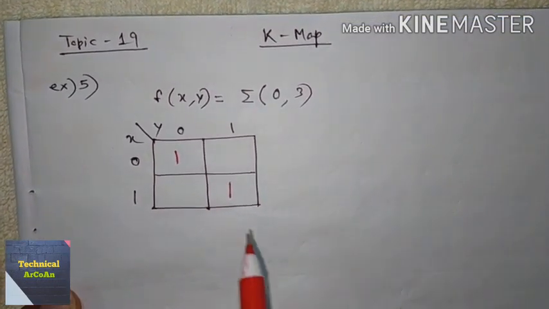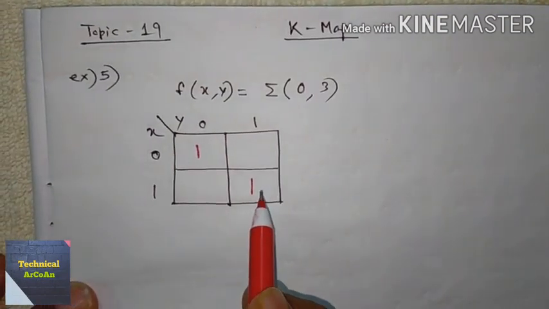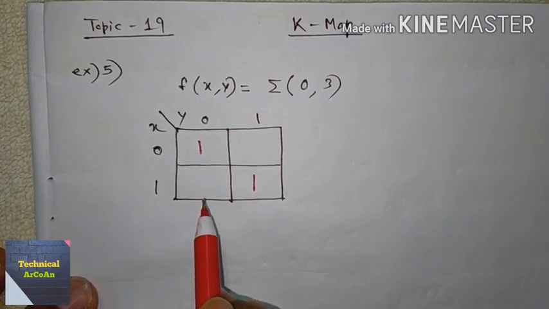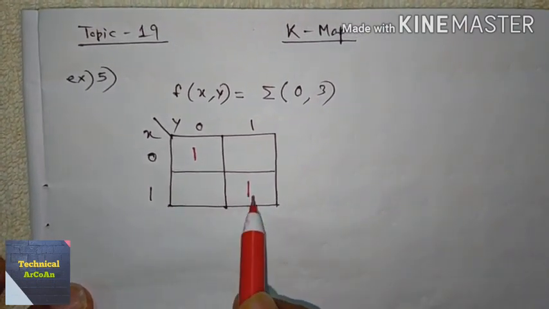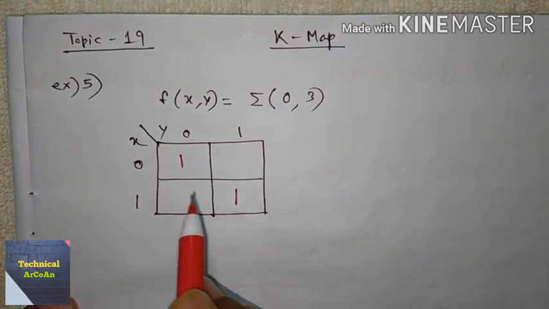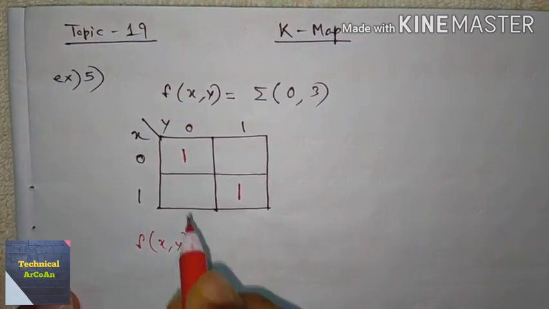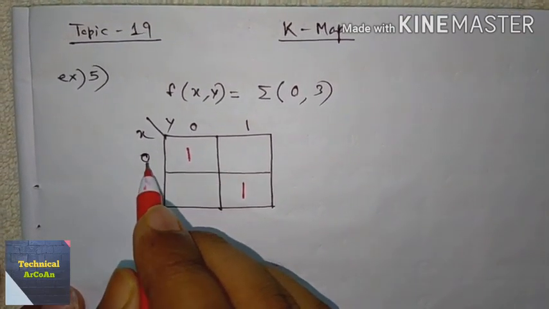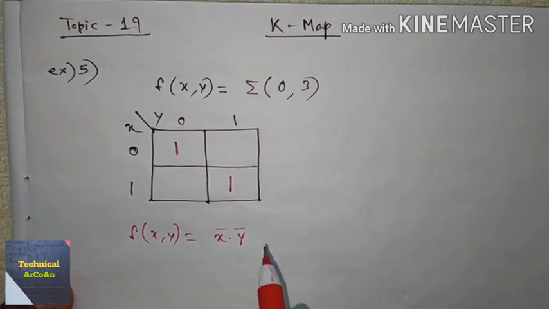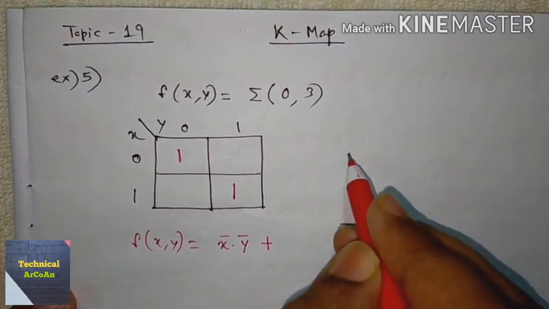Okay. Now what happened? The ones are scattered. They are not actually adjacent. Adjacent may be either horizontal or vertical, then we can form a group. If it's diagonally adjacent, we never form a group. So the group is actually not formed here. So what will be the simplified result from there? For this particular one, the x value is 0 and y value is 0. So 0 means complement, so x complement dot y complement plus, because it is a sum of products.